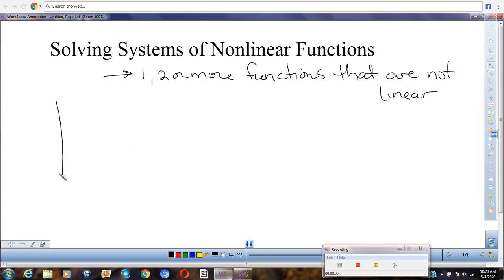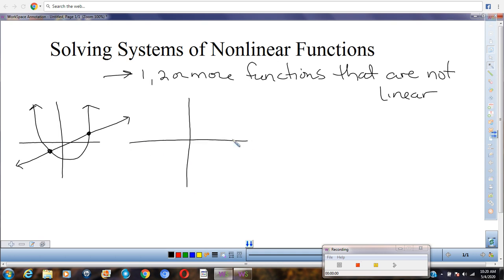For example, if one of the functions was nonlinear, let's say maybe a parabola, and the other one was linear, how many times do these two functions cross? You can see there are two solutions to the situation. How about another one? Let's do two nonlinear functions. So maybe a parabola that opens down and a parabola that opens up. Again, in this situation, there are two solutions.